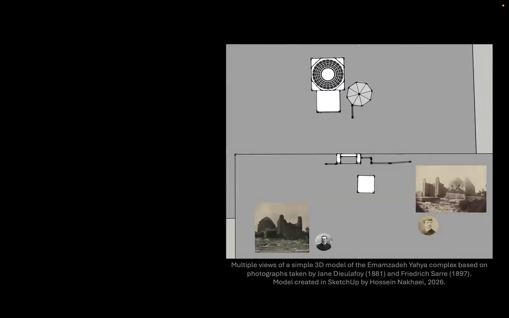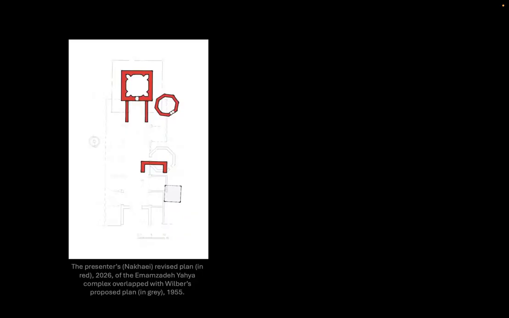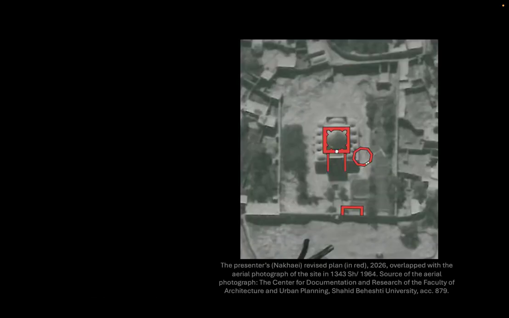The result reveals several important revisions to Wilber's proposal. Compared to his plan, the new layout is much more compact. Instead of nearly 40 meters between the dome chamber and the entrance portal, the distance was likely closer to 27 meters. The octagonal tower, likewise, stood much nearer to the dome chamber than Wilber proposed, probably at its northeastern corner.